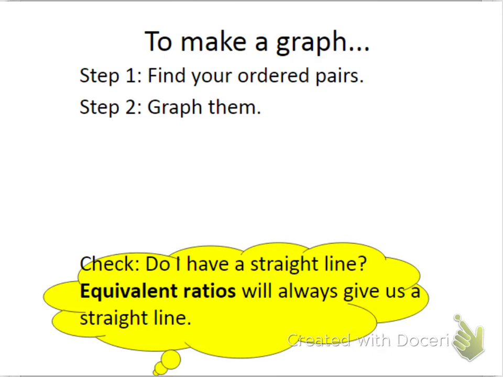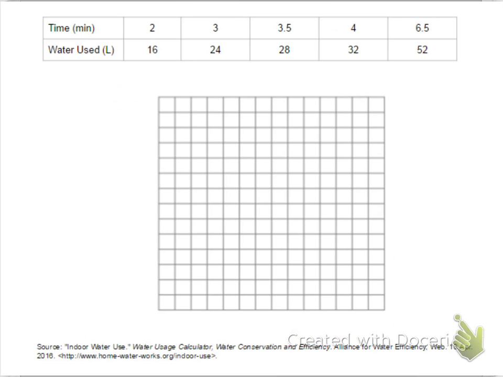Now we're going to take our information and we're going to put it into a graph. To make a graph, first you need to find your ordered pairs, and then you need to graph them. Ordered pairs are like our points that we've used before when we were putting them on the coordinate plane. Now, here's in this thought bubble at the bottom. When we're working with equivalent ratios, they will always give us a straight line. So you need to make sure that the information you've made gives you a nice straight line on your graph, otherwise you've made a mistake.